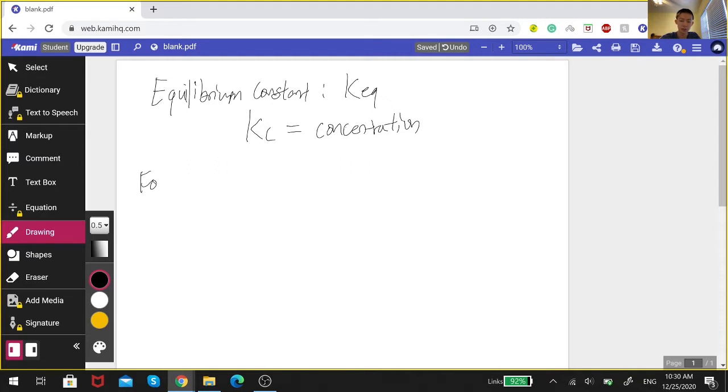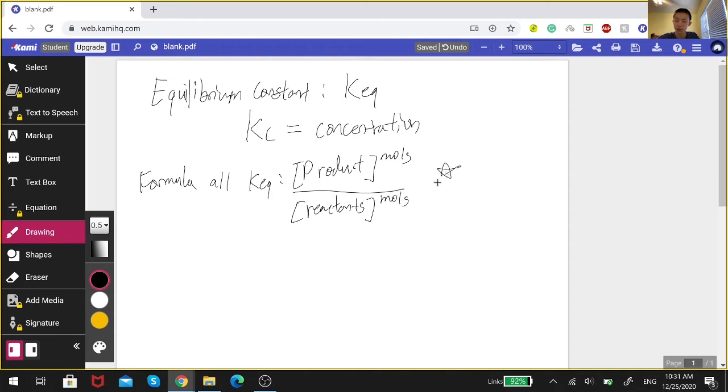Now the formula for equilibrium, for all Keq, is the concentration of products to the power of moles, divided by the concentration of reactants to the power of moles. And one thing to keep note of, this is very important: it can only be gaseous and aqueous. You can only use this formula on gaseous and aqueous elements.